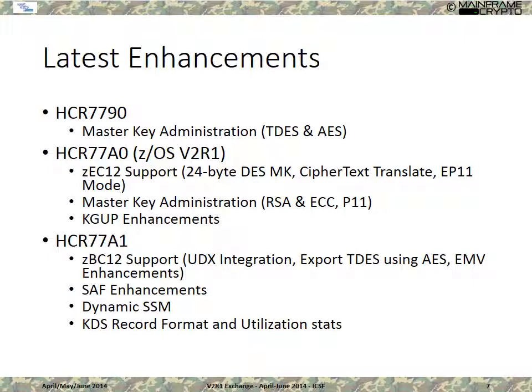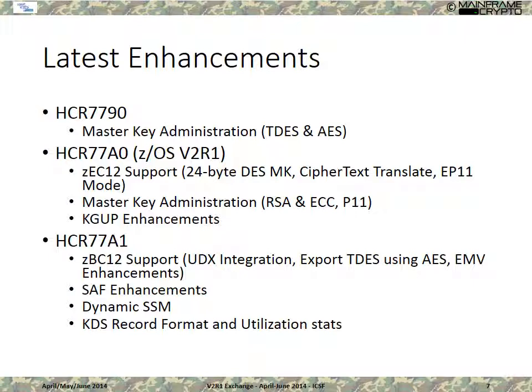zBC12 also introduced support for exporting triple DES keys using an AES key. A triple DES key can now be exported using a longer AES key, and that's to meet some of the cryptographic standards in terms of export functionality. That was introduced with the BC12. It was retrofitted to the EC12 as well. So if you're running GA2 of the EC12, you have that capability.